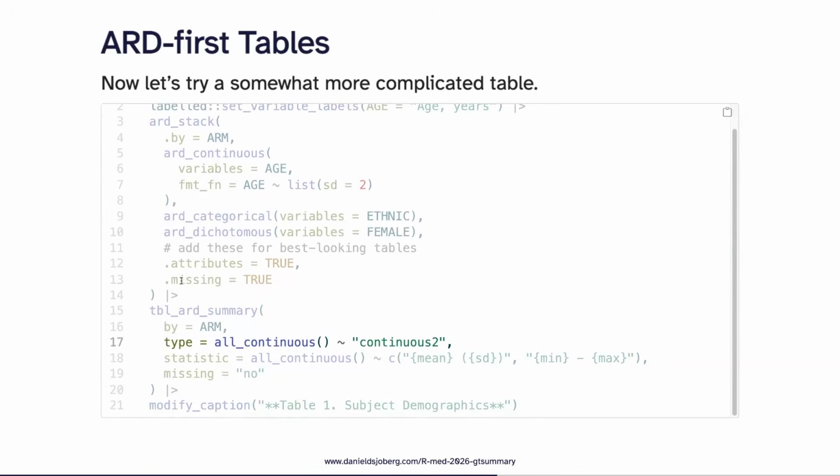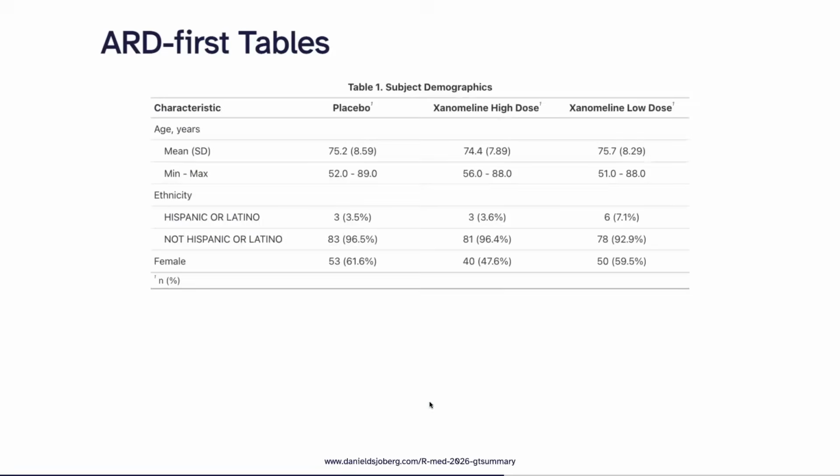And then I'm going to go down here to my TBL ARD summary, and I'm going to say, okay, instead of that basic summary I got before, can I get a continuous 2 on 2 or more rows for my continuous variables? Can I get these statistics presented? And I don't want to see any missing data. I don't care. And then here I'm actually using modify caption to change my table's default caption. And you get this more complicated table.